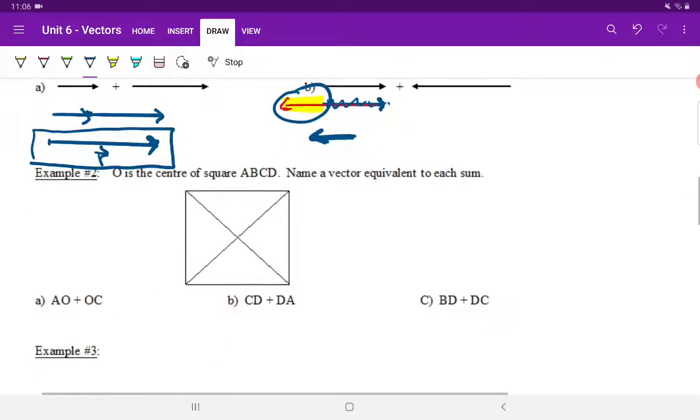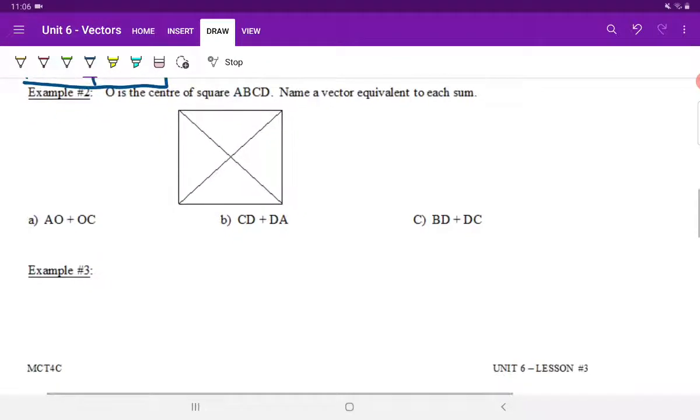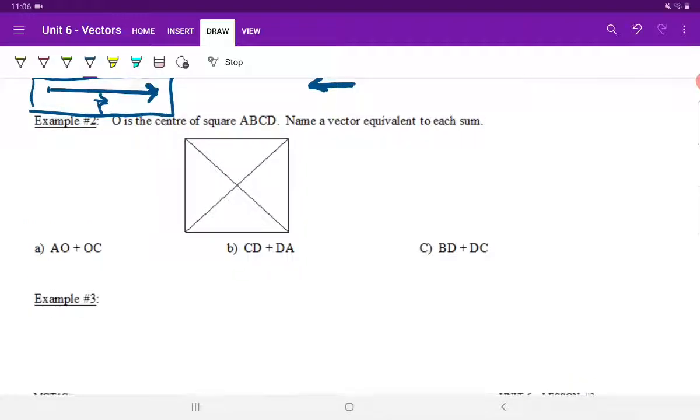And certainly it just takes a few practice questions, looking at answers, comparing your answer, and you'll certainly get the hang of it. Okay? All right, so one of the questions in your homework looks like this. So I thought I'd put an example here since I figure I'd probably get quite a few questions regarding it. Let's label this A, B, C, and D, and we'll put O in the center here. Okay, so now we have, it says to name a vector equivalent to each sum.